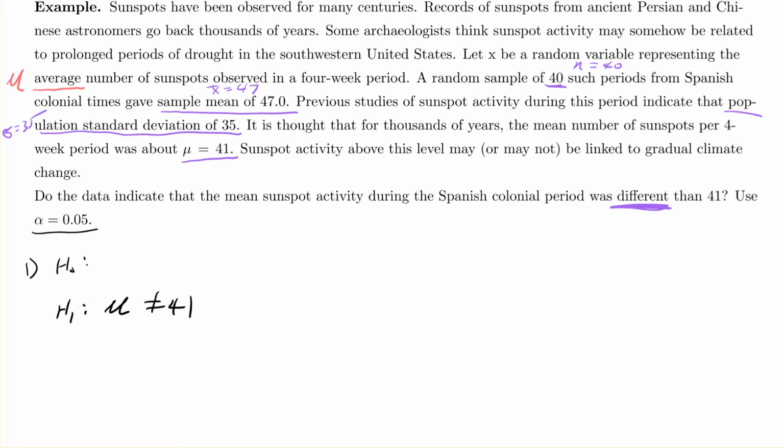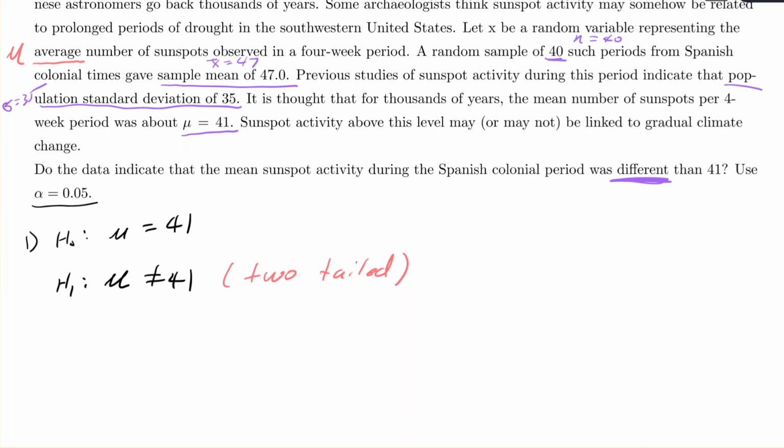Okay. And then opposite of this is 41. So in this case, there's only one way to write the null hypothesis. And here we know this is a two-tailed test: different from 41. Do the sample data we collected show enough evidence that the population mean is actually different from 41? That's what we're testing here. So then let's find the test stat.